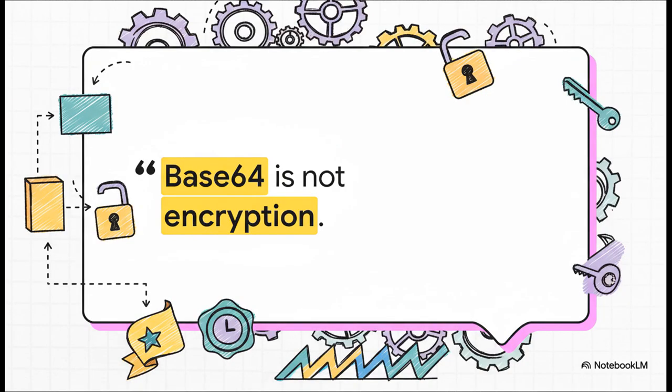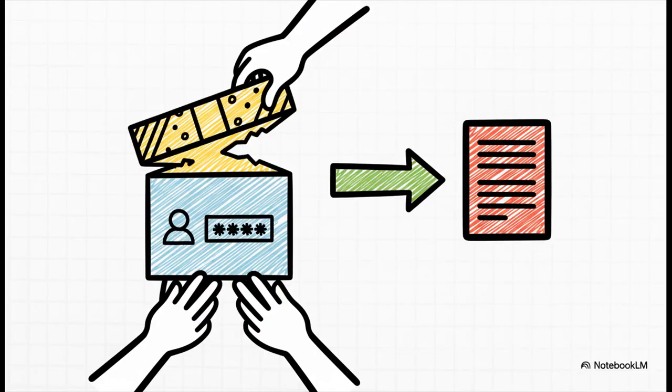Now hang on, here's the part that trips up so many developers, and it is absolutely critical from a security standpoint. Base64 is not encryption, not even close. Just think of it like gift wrap. Yeah, it makes the package look a little different, but literally anyone can tear it open in about 2 seconds.